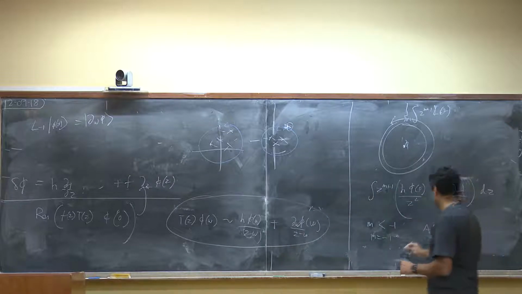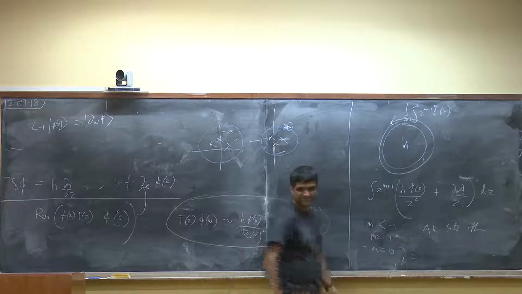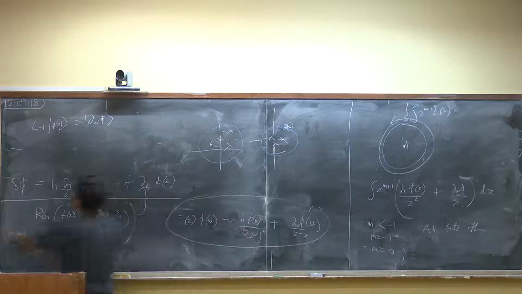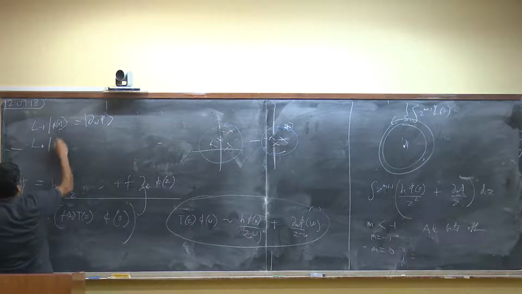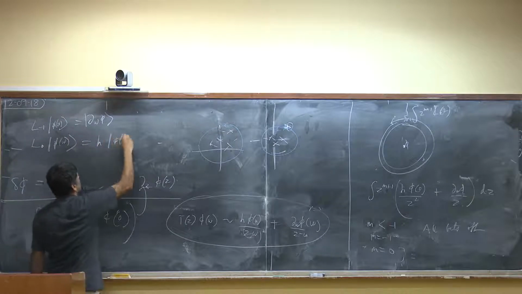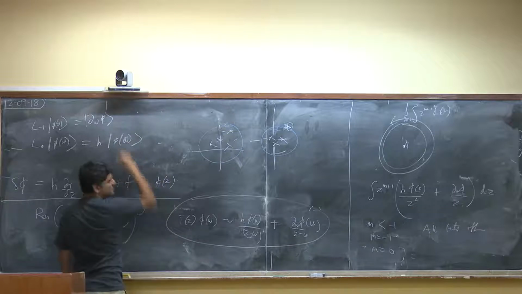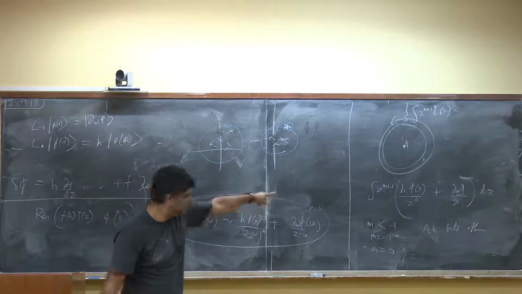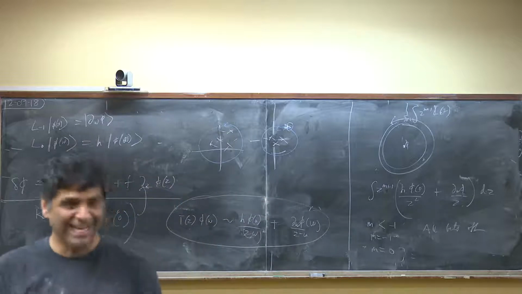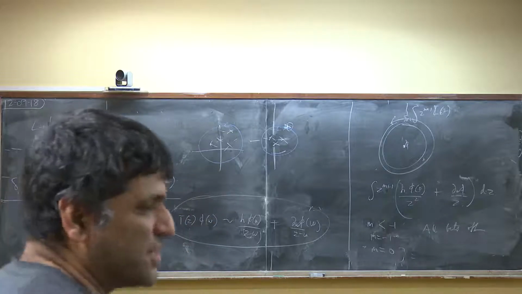Finally, what about m equals 0? Just scaling. Yes, just scaling. We get L0 on phi of w is equal to h times phi of w. You see that from there? This is the statement that phi under a scaling transforms with weight h.